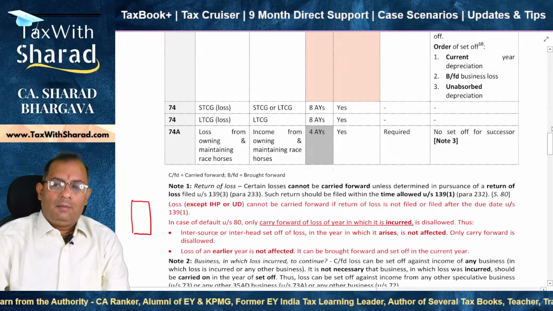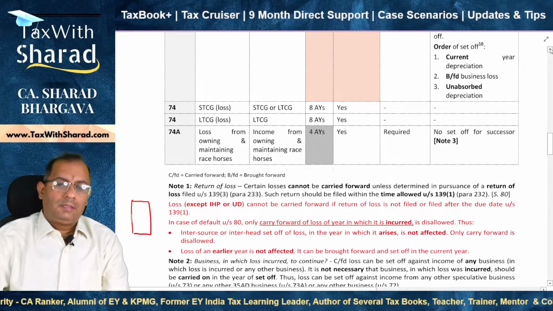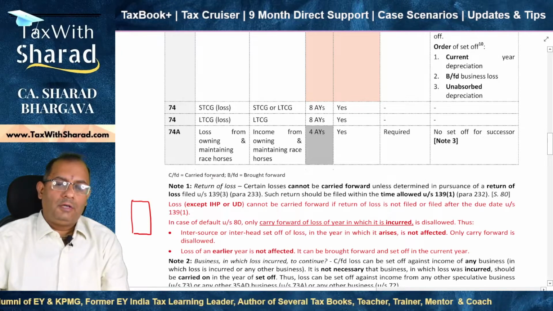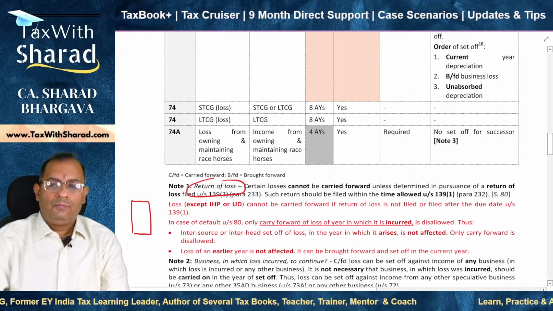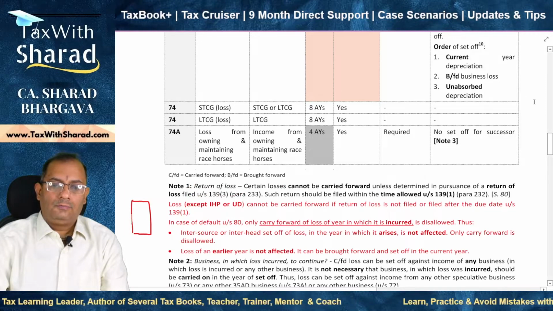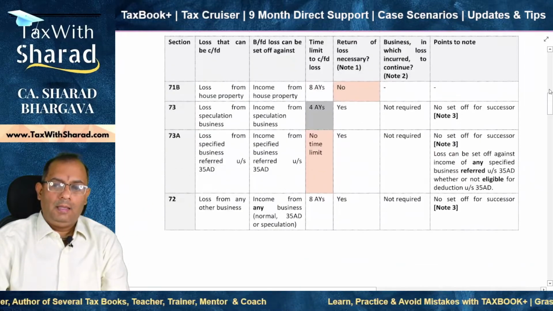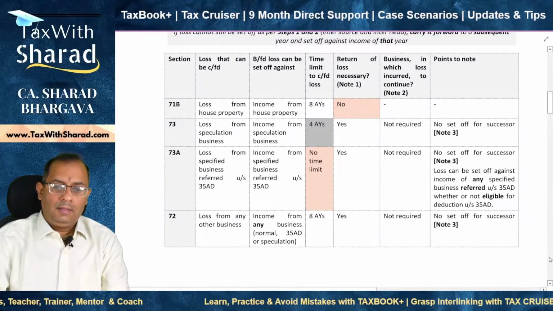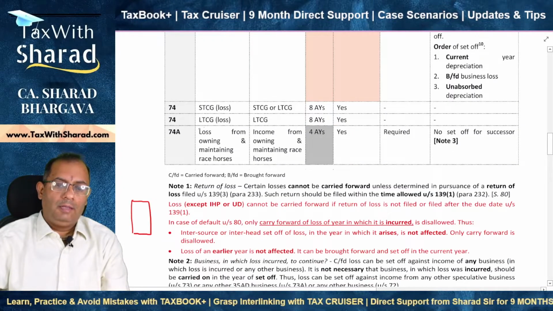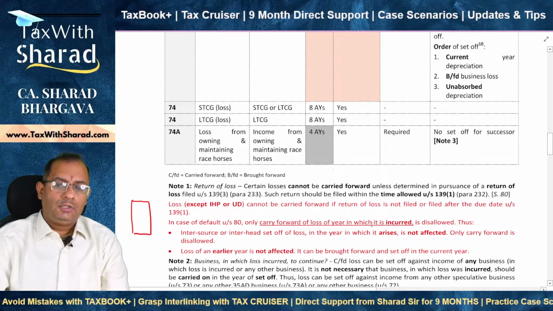Barring these two exceptions, this restriction regarding filing of return of loss in time applies to all other categories of losses. For example, capital gain, business income, loss from owning and maintaining racehorses.